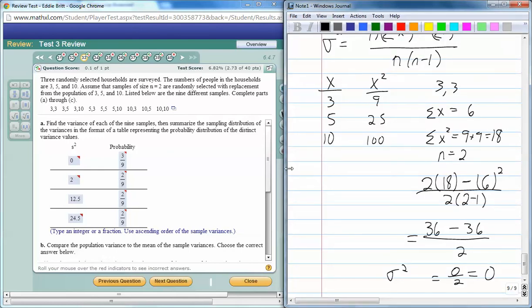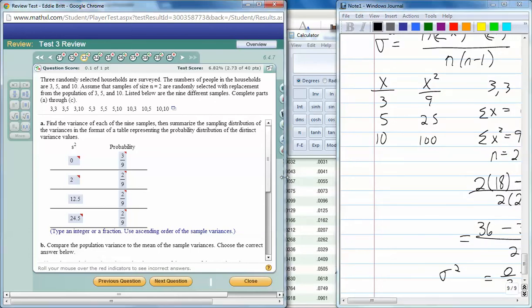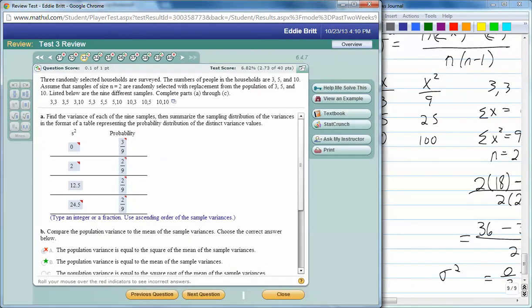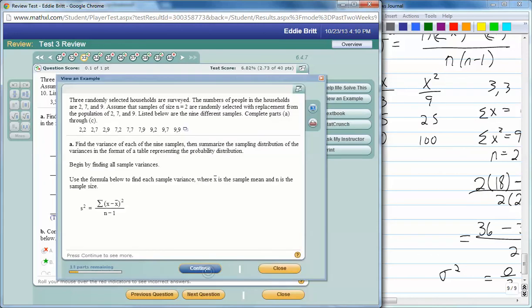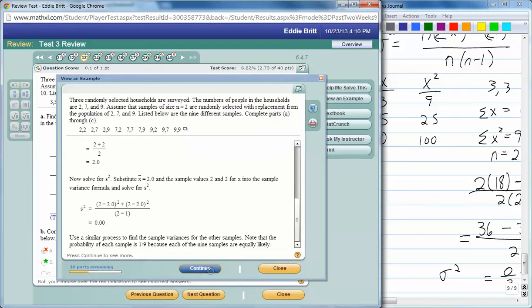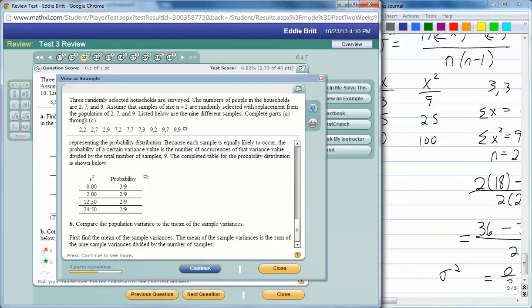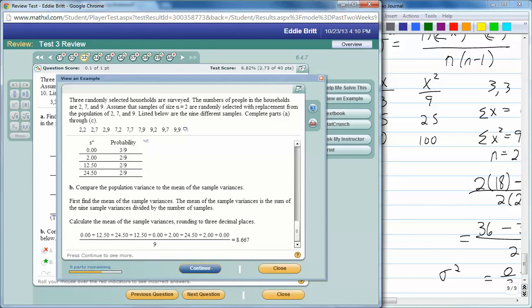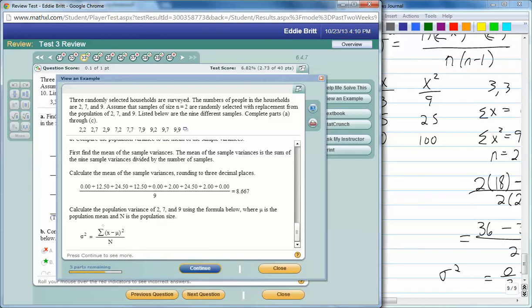Let's see if I can pull that formula up. I know it's in your textbook. You look at the formula for population standard deviation and then take the square root off. Let's see if we view an example, if it gives us the formula. Alright, here it is right here. It's in your textbook, I promise you. And so that's how we find the population variance.